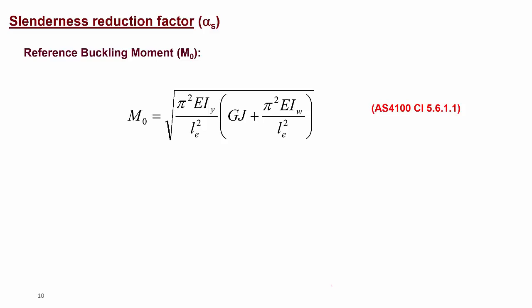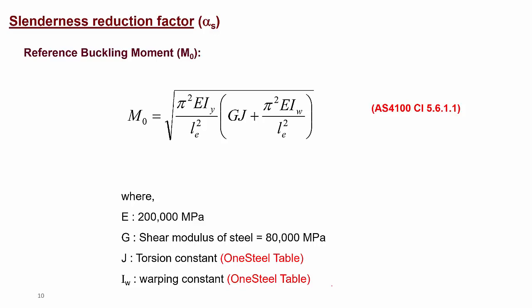Now again, clause 5.6.1.1 gives us the formula to find M naught, the reference buckling moment. As you can see here, there are different sections in this equation. For the calculation of the reference moment, this equation would be familiar to you. It takes into account the buckling or the column action, and it is very similar to the Euler formula. This takes into account the twisting of the beam, and this takes into account the warping of the beam.